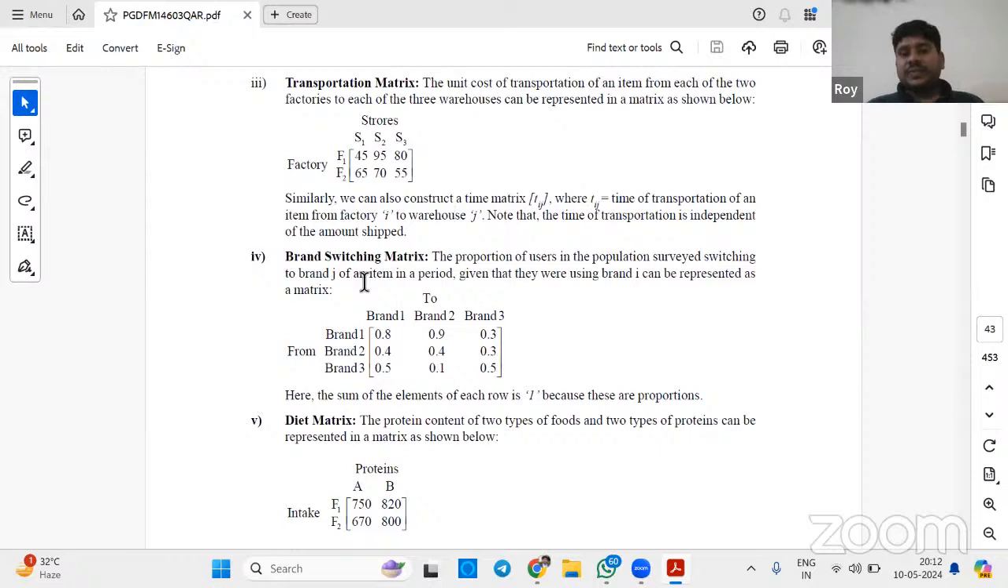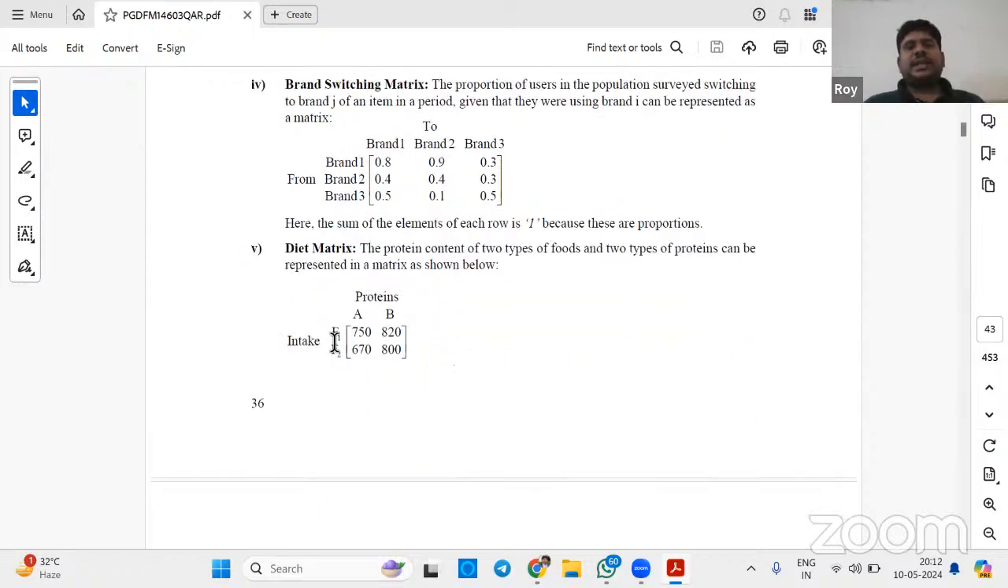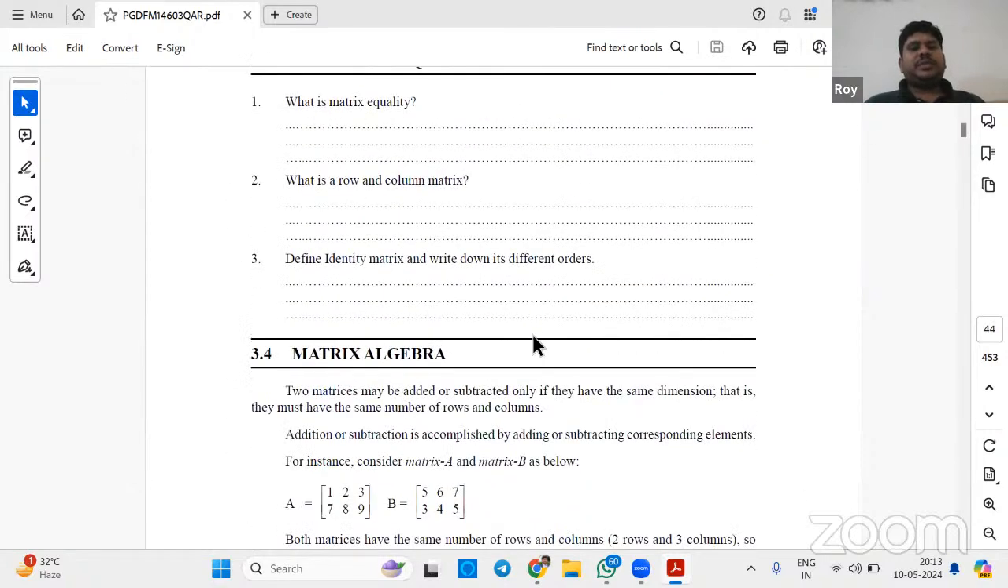Now, brand switching matrix: the proportion of users in the population surveyed switching to brand J of an item in a period, given that they were using brand I, can be represented. So brand I, brand 1, like this you can represent. Diet matrix, intake F1, the protein B, 820, like that you can take n number of examples.